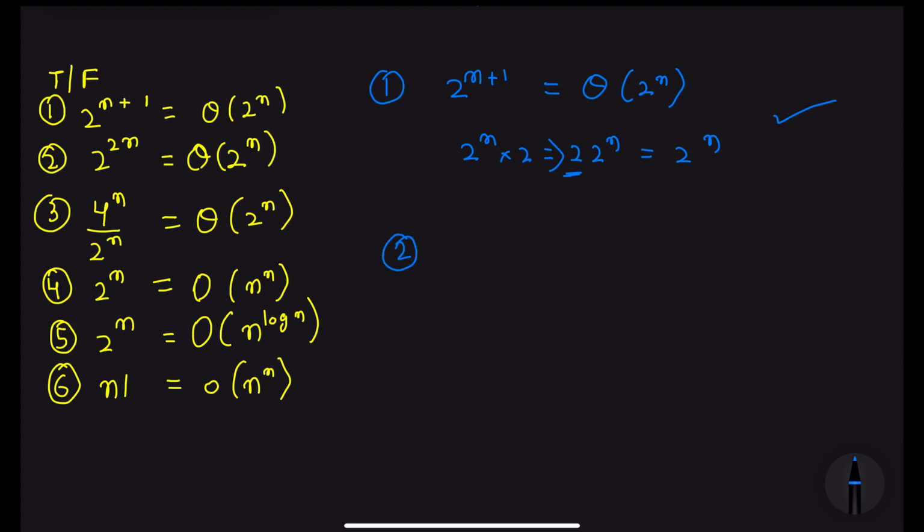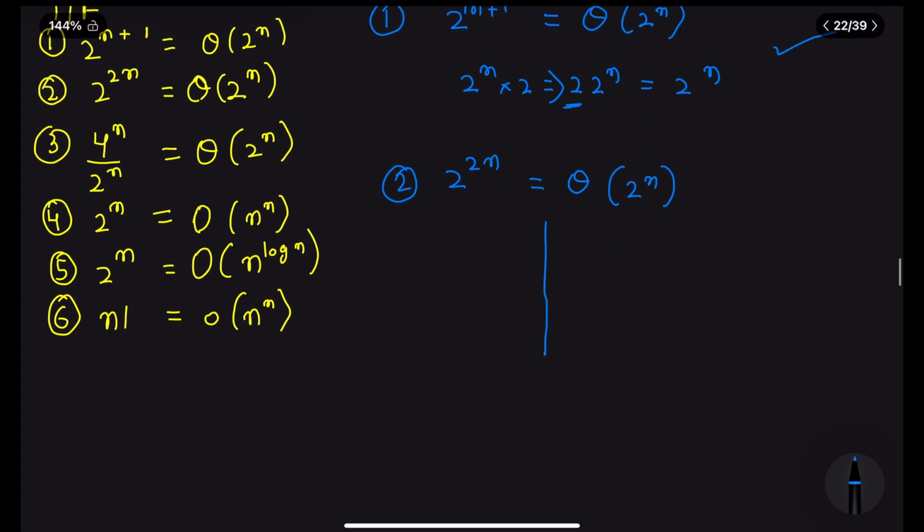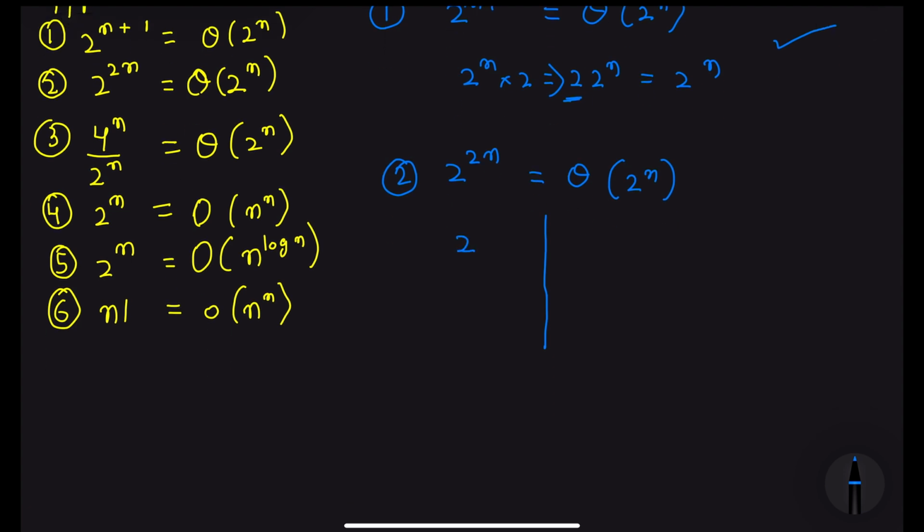Next is the second question. Here we have 2 raised to the power 2n, which is equal to theta of 2 raised to the power n. Let's check here. 2 raised to the power 2n can be written as 2 raised to the power n plus n, which can be written as 2 raised to the power n into 2 raised to the power n. On the right side we have 2 raised to the power n. So this is clearly not a constant difference, it is a function difference, and the left side value is greater than 2 raised to the power n. So this is not theta, but this is omega, because 2 raised to the power n is smaller than 2 raised to the power 2n.